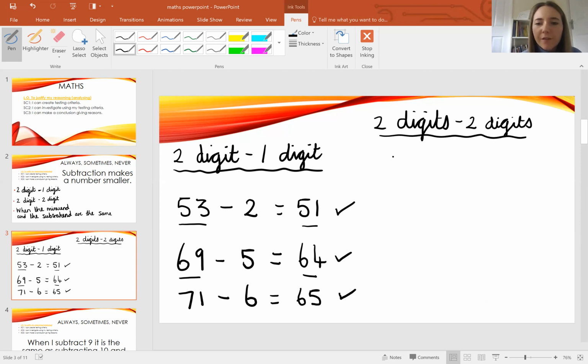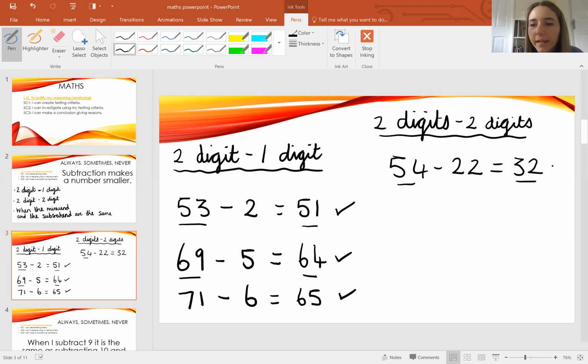Okay, let's try 54 take away 22. 5 tens take away 2 tens are 3 tens. 4 ones take away 2 ones are 2 ones. That number has become smaller again. And I might test that out 2 more times there as well.